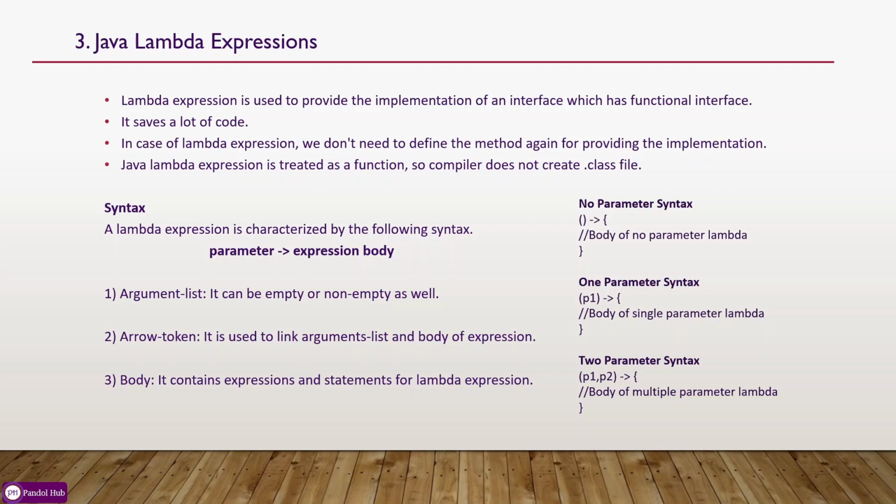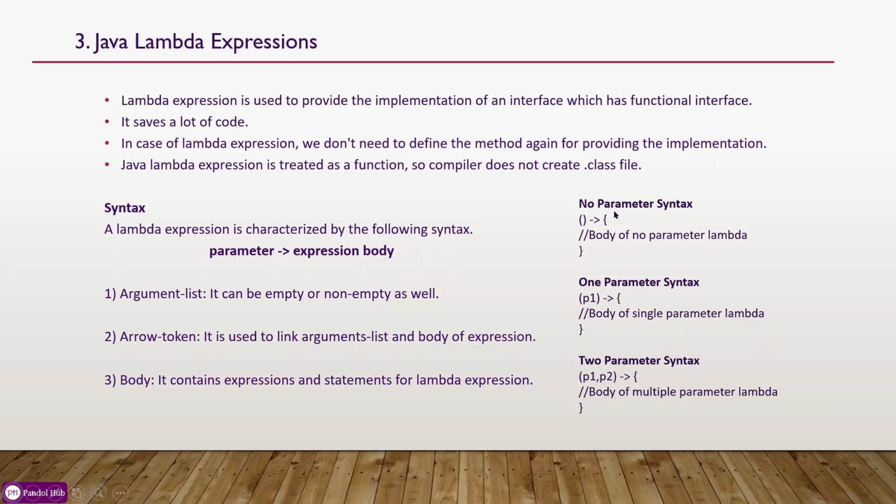That is nothing but expressions or a set of statements which form the definition or the logic of that abstract method of the functional interface. So you have an abstract method in a functional interface, and you have to provide a definition for that. So you need to write some code in that method. So that block of code is nothing but the expression body of the lambda expressions.